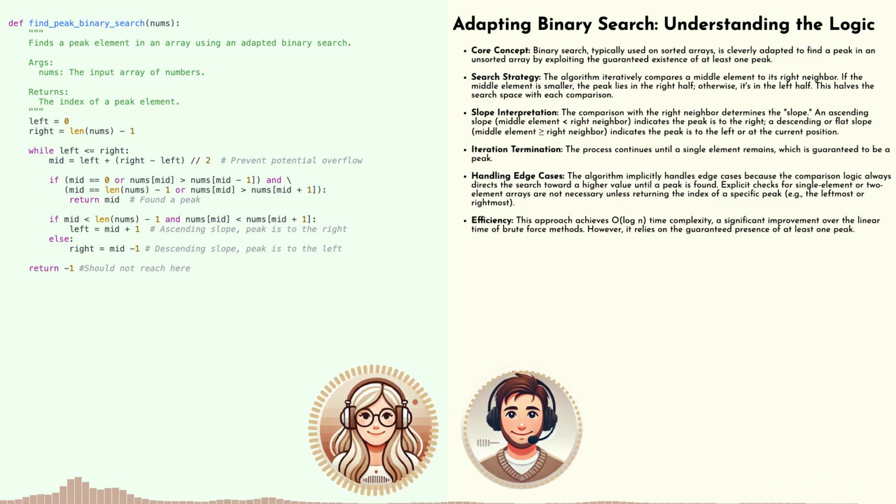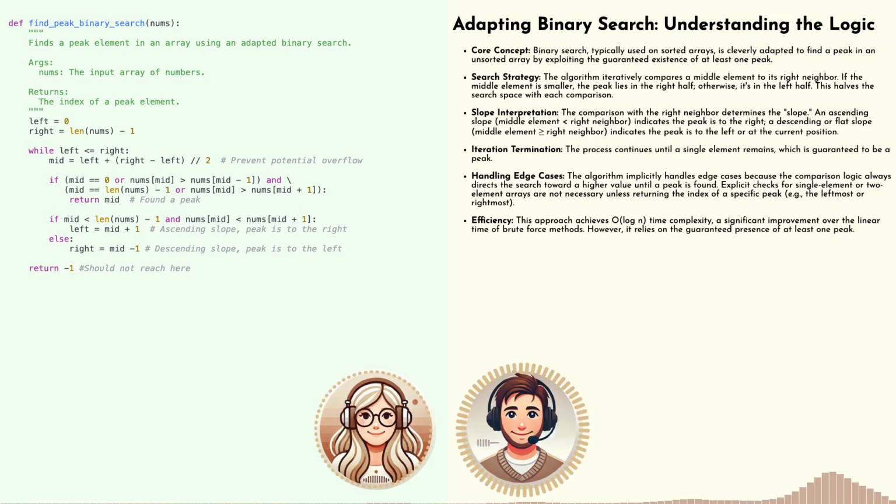You got it. So with each comparison, we're basically narrowing down our search space. Kind of zeroing in on a target. And we keep repeating this, comparing the middle element to its right neighbor and halving the search space until we find our peak. Exactly. Until we have a single element left, which must be the peak.